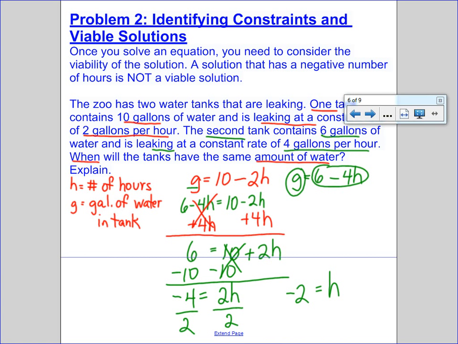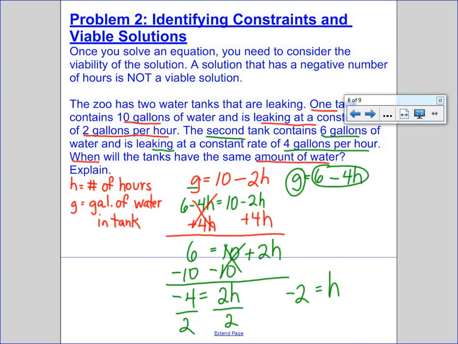Now, hours being a negative number, this is considered not a viable solution because we're going backwards in time. Now, you could make an argument for this. And if we were finding length, then I would definitely put not a viable solution. You could make an argument.